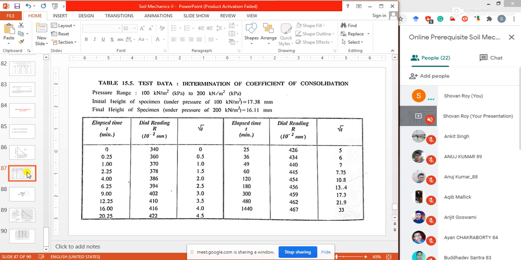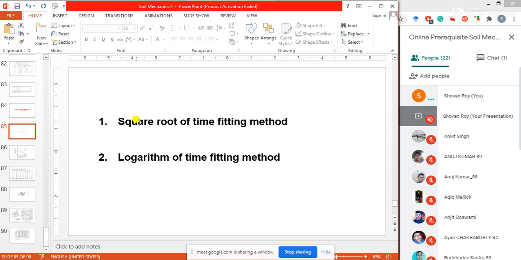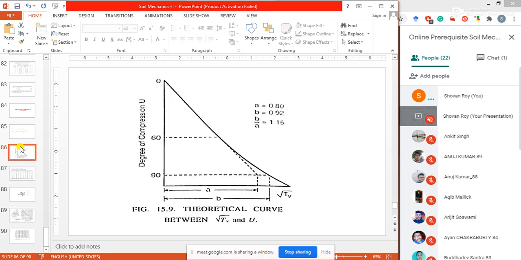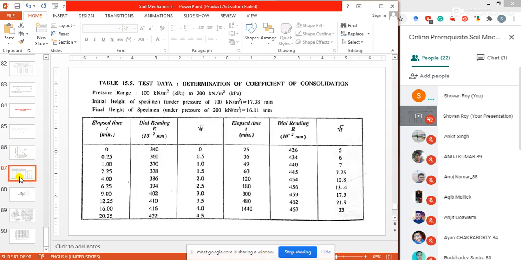The table is used for determination of the coefficient of consolidation by this method, the square root of time fitting method. Under the square root of time fitting method, you need this table to find out all the values. And just before this table you have seen this theoretical curve. Now, what is written in the table?